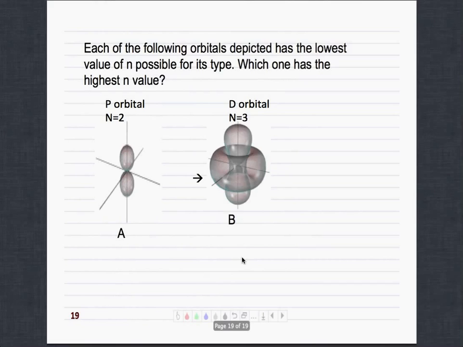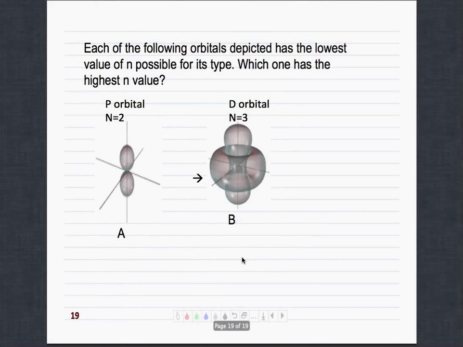So what the question is asking, let's say you have A and B, each one has the lowest n of their type. We know that this is a p, and this is clearly a d. We just talked about that, it looks a little bit different. We know that the lowest shell where we can see a p is 2, and the lowest for a d is 3. So definitely this one has the highest n between the two.